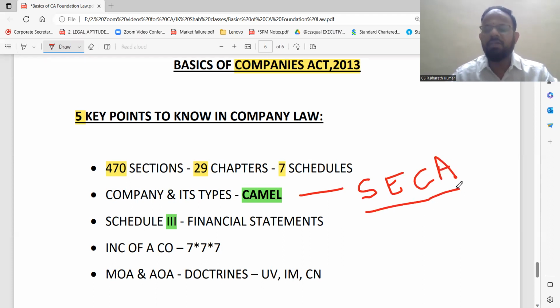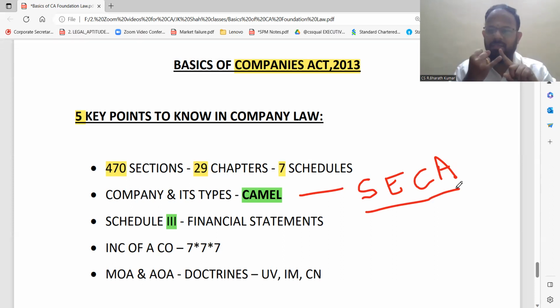Is this a mnemonic that we should remember? Yes, because S is short title, E is extent, C is commencement, and A is applicability. Easy way for you to understand. And this is Section 1. And Section 2 will talk about definitions where the schedules are getting connected.